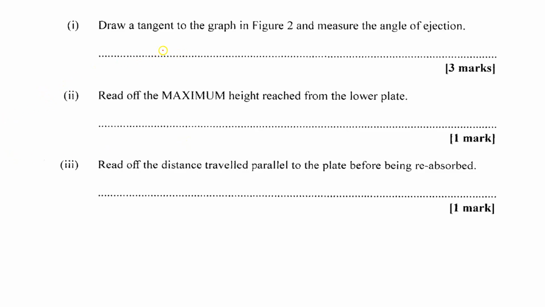So once you get that, now the range of angles that you should be getting, the angle of ejection really and truly is supposed to be 30 degrees. That's the angle you're supposed to be getting, once you draw the line correctly.